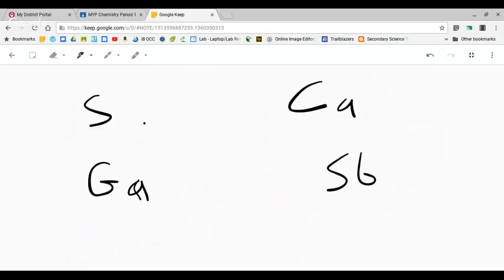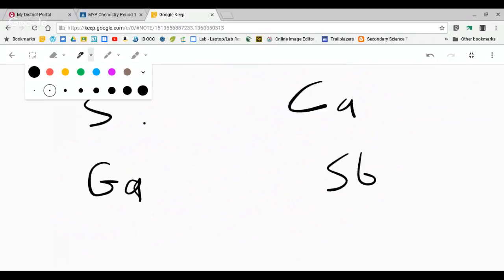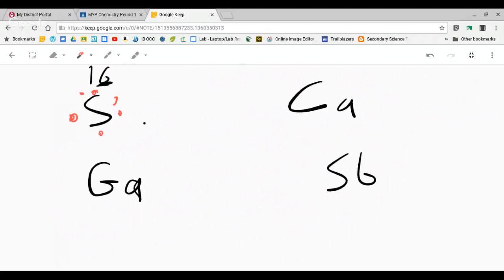Okay, starting with sulfur. Sulfur is in group 16. Let me write it above it here. Group 16, that 6 tells you it has 6 valence electrons. So you draw 6 little dots around: 1, 2, 3, 4, 5, 6. Sulfur has 6 valence electrons because the 6 tells you that. Calcium is in group 2.